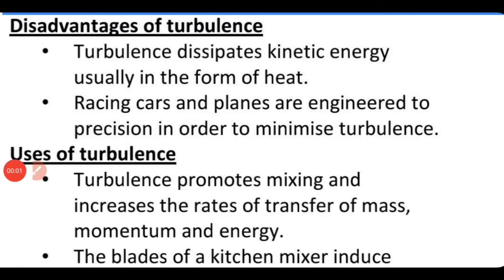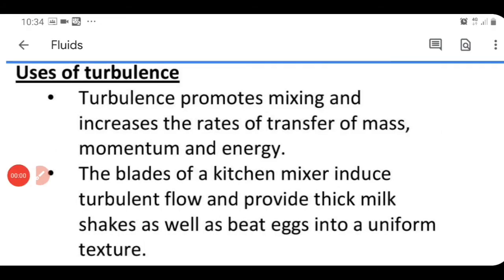Now disadvantages of turbulence: it dissipates kinetic energy, usually in the form of heat. So turbulence always results in a loss of energy. Racing cars and planes are engineered to precision in order to minimize turbulence. There are also some uses of turbulence.